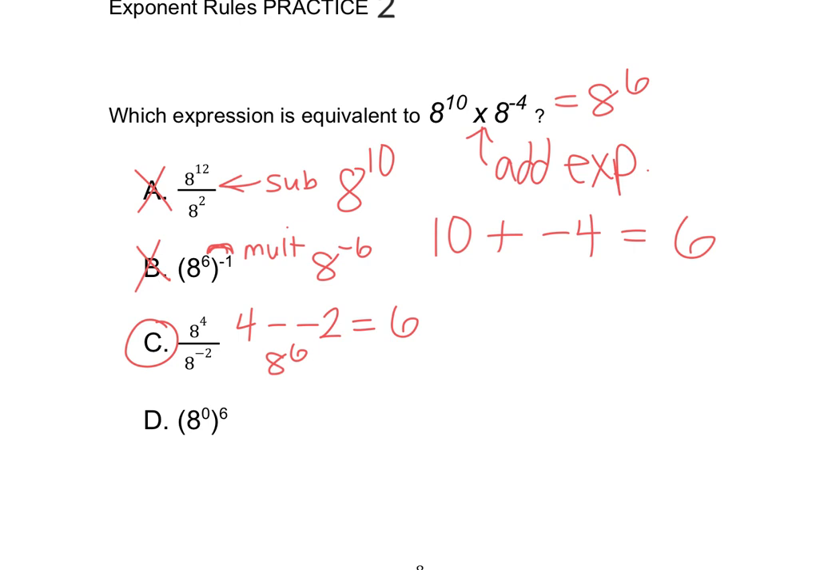And then letter D, this is an exponent raised to another exponent, the power-to-power rule, where we are going to multiply those exponents. 0 times 6 is 0, so I get 8 to the 0 power, and any number raised to the 0 power is just 1. But either way, the exponents are different. It was not 8 to the 6th power, so it is not letter D.